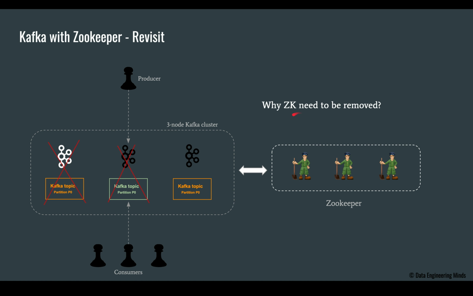Then why does Zookeeper need to be removed? If you look at the whole diagram, you could observe two different things. First, both Zookeeper and Kafka are two different systems. They are not the same system. Then, we are managing the metadata of the Kafka cluster entirely outside of the Kafka cluster, that is inside Zookeeper. We call this external metadata management. Because of these two things, today we are facing some problems that limit the usability as well as the scalability of the Kafka cluster. We will see them one by one in detail.